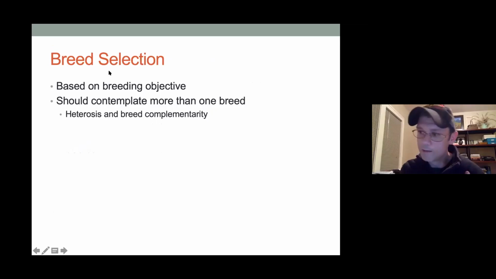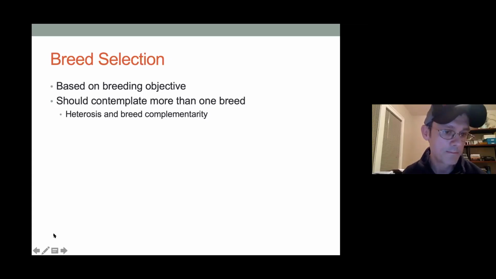So after a breeding objective is formed, and I'd say that breeding objectives shouldn't change year to year. I mean, there may be little tweaks here and there as you make improvements in a particular trait, but overall, a breeding objective should stay relatively static. Breed selection should be based on your breeding objective, so matching breeds based on their strengths to what your goals are. And for a commercial cattle producer, it should contemplate more than one breed to take advantage of both heterosis and breed complementarity.